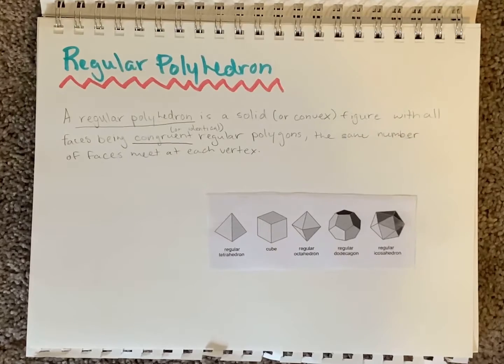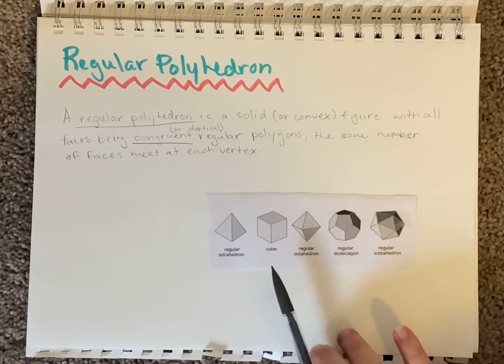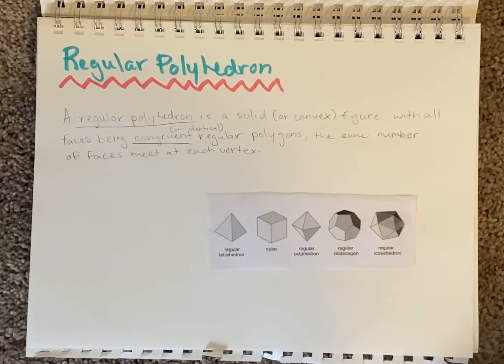Regular polyhedrons. A regular polyhedron is a solid or convex figure with all faces being congruent or identical regular polygons. So this means that they would be the same type of polygons. The same number of faces meet at each vertex. So for each of these, that means that the same number of faces are going to meet at each vertex.